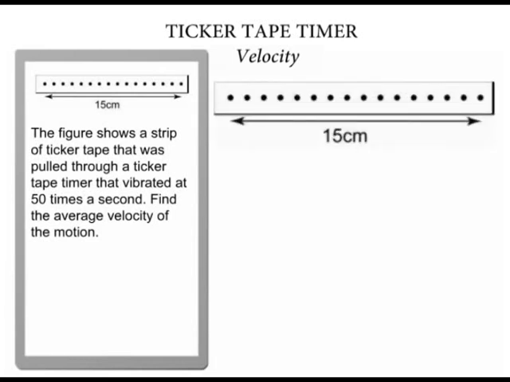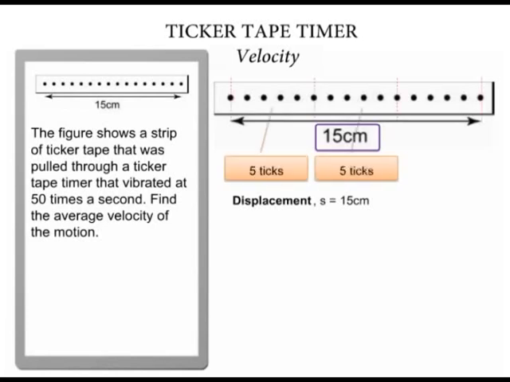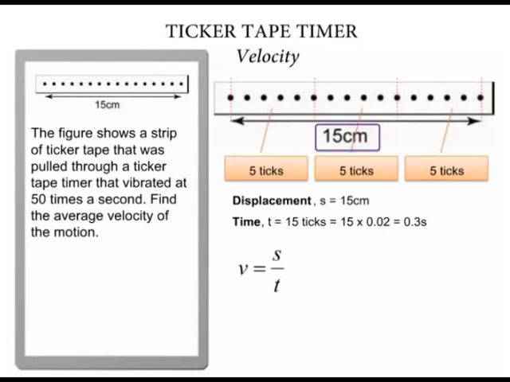This is the tape. The distance from the first dot to the last is 15 centimeters, which means the displacement is 15 centimeters. To determine the time, you count the number of ticks. There are 15 ticks. Time between each tick is 1/50 seconds, which is equal to 0.02 seconds. So 15 ticks is equivalent to 0.3 seconds. v = s/t. 15 over 0.3 gives us 50 centimeters per second.